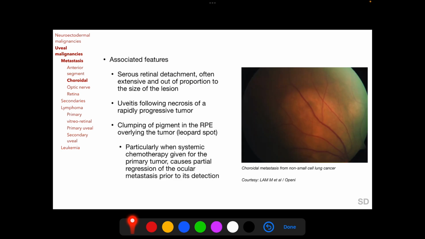Associated features include serous retinal detachment, often extensive and out of proportion to the size of the lesion, uveitis following necrosis of a rapidly progressive tumor, and clumping of pigment in the retinal pigment epithelium overlying the tumor, which is also called leopard spotting. And this particularly occurs in slow-growing metastasis such as metastasis from breast cancer, and also following systemic chemotherapy given for the primary tumor, causing partial regression of the ocular metastasis.